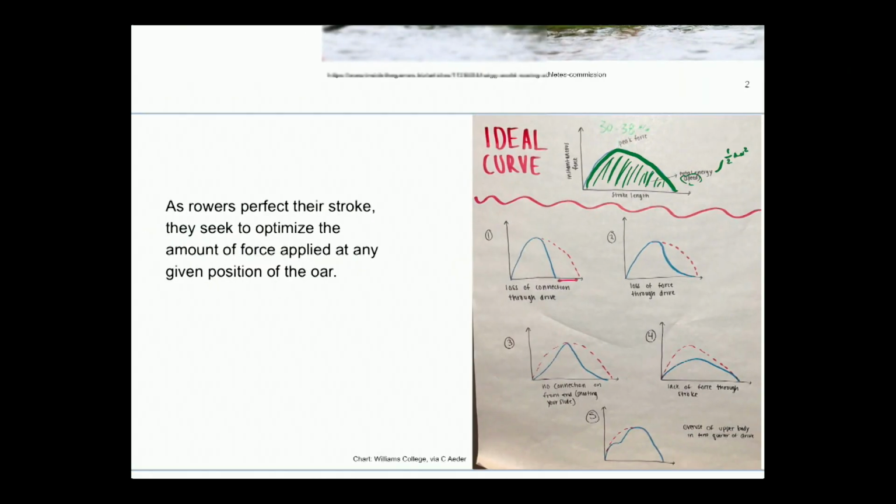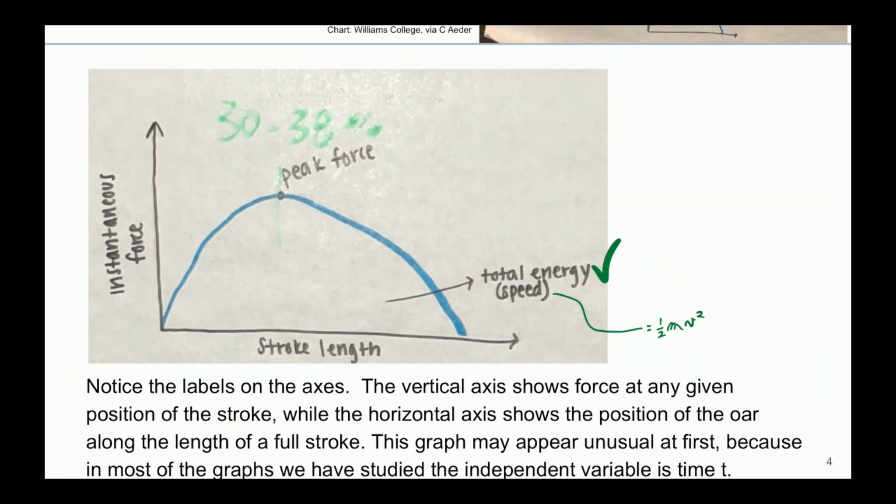Wow, I just said a lot. Let's break that down, okay? If we look at one image here, you'll see that the axes are the stroke length, that is the position of where my oar is in the demonstration I did for you earlier, and how much force I'm applying on the other axis. That's instantaneous force. I say that because my force is varying over the stroke length.